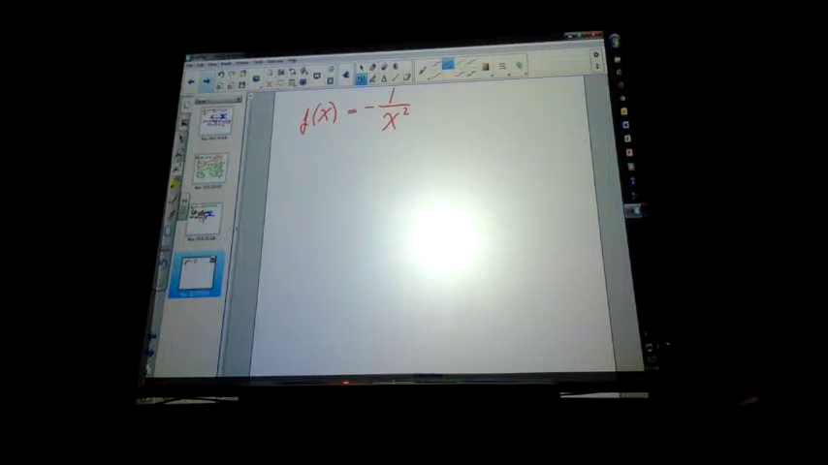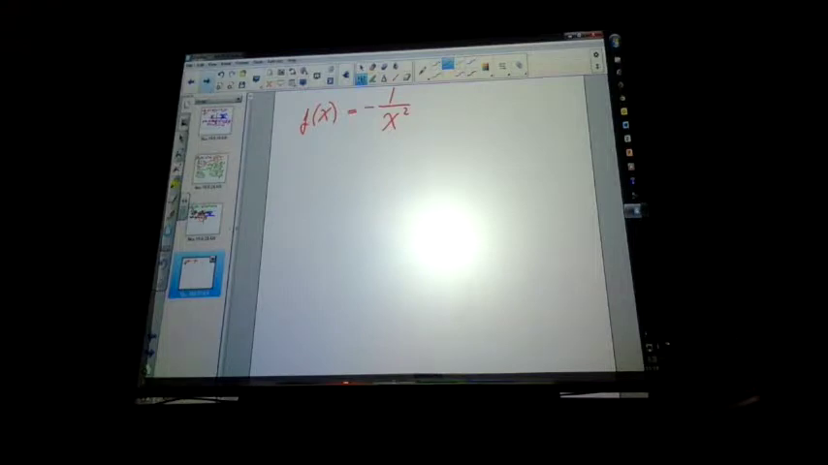Without graphing this on a graphing calculator, what are some thoughts you might have about what the graph might look like? It's going to be negative, so it's probably flipped somehow. Is that okay to say that? What else? Could be open on its side.